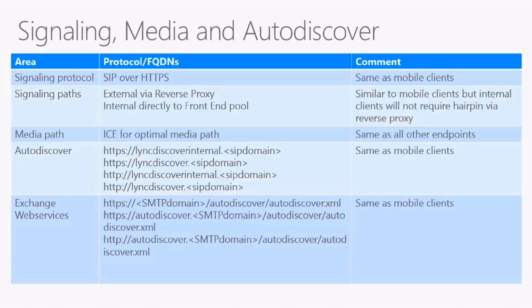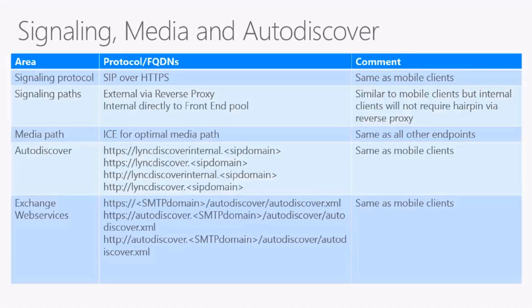The media path is similar to all other endpoints. It's ICE and looking for the optimal media path. Autodiscover itself, again, same as mobile clients. It's going to send out 4 requests. It's going to send out 2 Lync Discover internal requests and 2 Lync Discover requests, one of HTTPS and one of HTTP for each URL. If it gets the internal request back, it will use internal. If not, it will then use Lync Discover and come in through external.